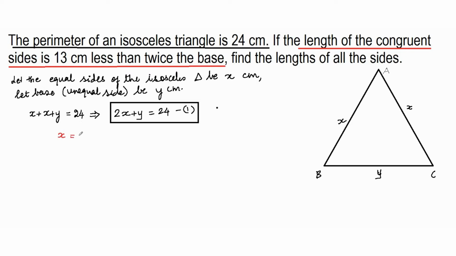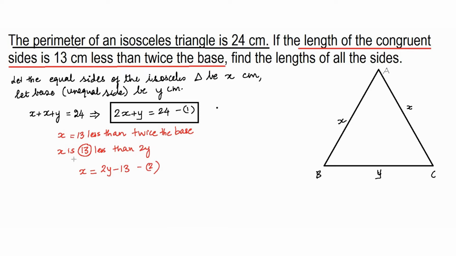x is 13 less than twice the base. What is the meaning of twice the base? Twice the base is 2y. So x is 13 less than 2y. That means if I subtract 13 from 2y, I get 2y minus 13, and x is equal to that. So I get x is equal to 2y minus 13. This is my second equation now.